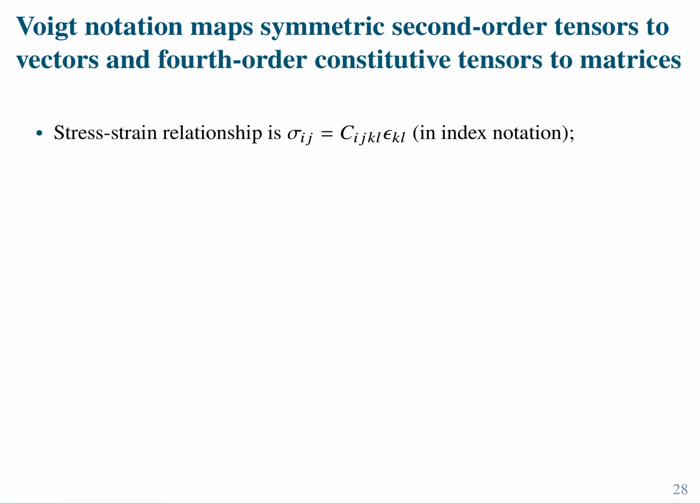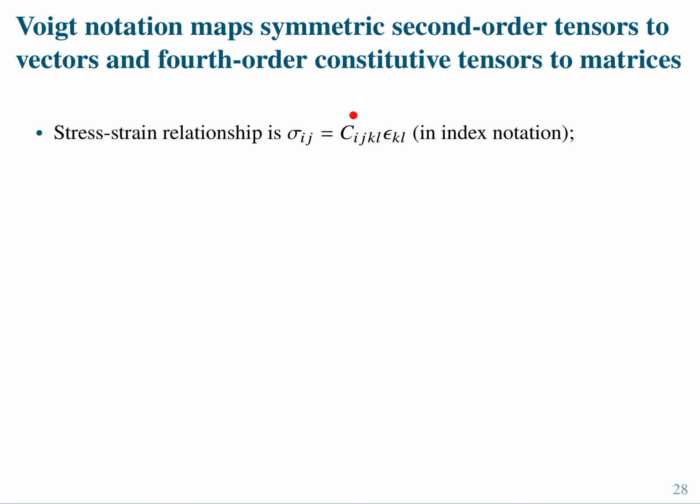All right, let's talk about how we reduce the complexity of our operations so that we can fit them nicely in matrices and vectors. Well, we use something called Voigt notation. So Voigt notation, if you remember, the relationship between stress and strain is this one. So we have an object, a fourth order tensor, that operates on a second order tensor to produce another second order tensor.